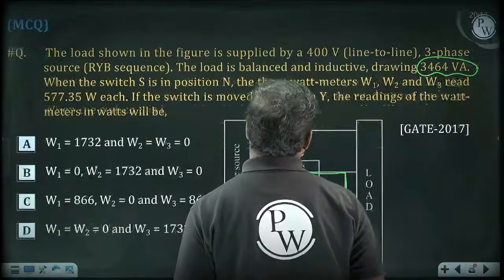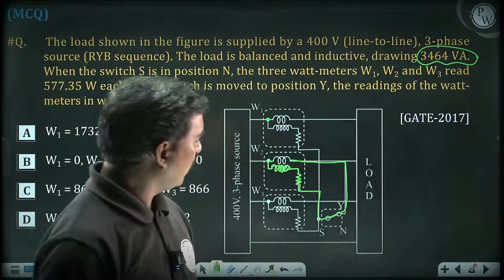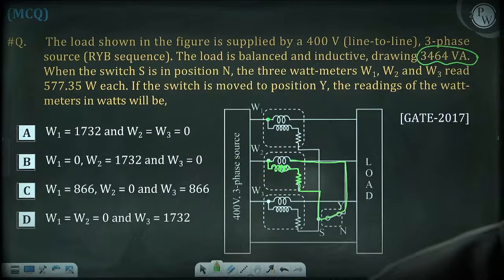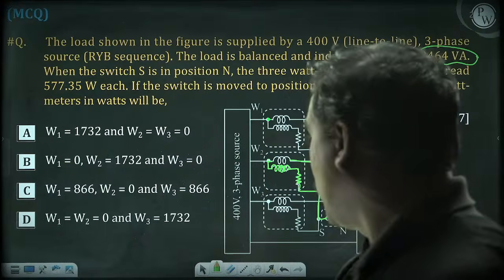Check in the picture. What is the VPC? VPC ICC cos phi. Please check it. W1 also 0. W1 is also going to be 0, na? Why? Because W1 is VR by IR.